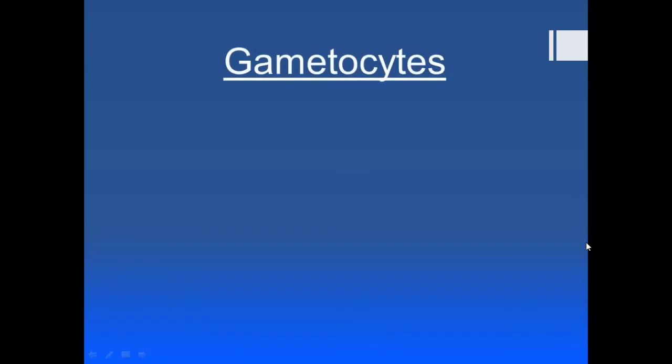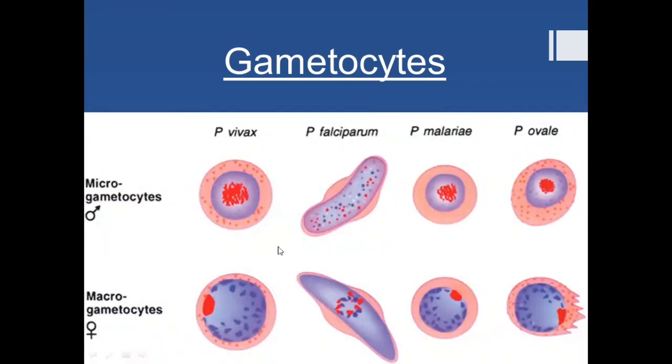Now we will talk about the gametocytes of the Plasmodium. We have talked about how the schizont liberates a large number of merozoites. Some of these merozoites will again cause lysis of the red blood cell, whereas some of these merozoites develop into micro and macro gametocytes. So let's have a look at the different macro and micro gametocytes, as you can see over here.